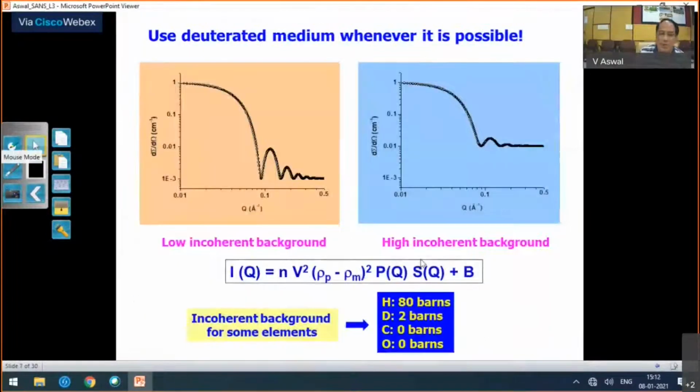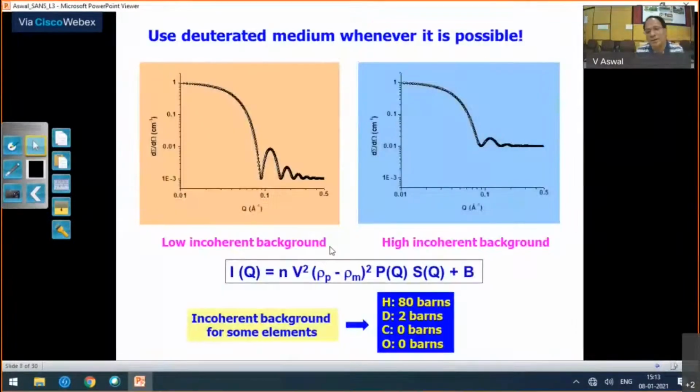So if you have a higher content of hydrogen in the sample, then to minimize incoherent background, it is advisable to take a lower thickness of the sample. And this is the incoherent background for some of the elements, and you can see that hydrogen has the highest. So if the hydrogen content in the sample is above 5-8%, then it is advisable to go for lower thicknesses, 1 and 2 millimeter. But if it is less, close to 1-8%, then you can even take thicknesses up to 5 millimeter.